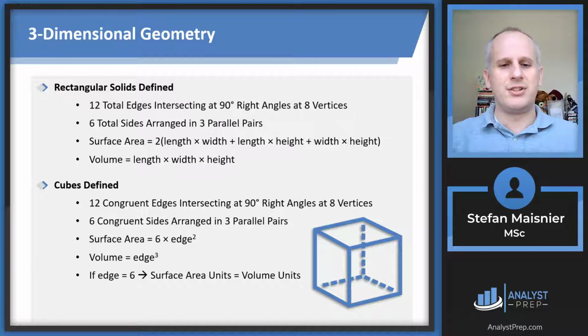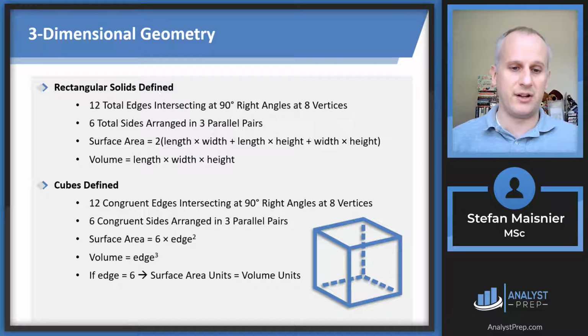And if your edge is equal to exactly 6, your surface area units is going to be equal to the volume units, because your volume will be 6 times 6 times 6, and your surface area will also be 6 times 6 times 6.